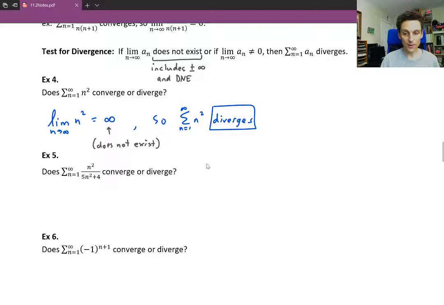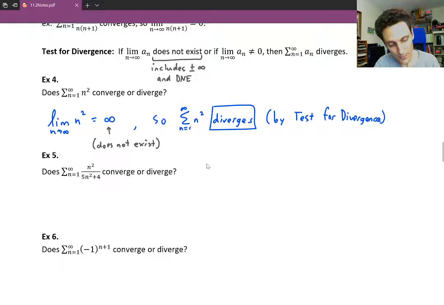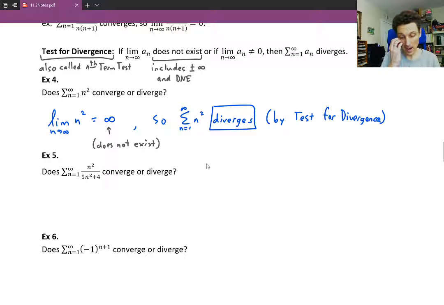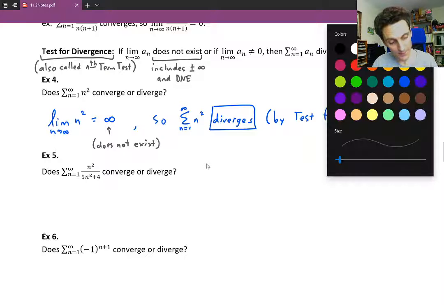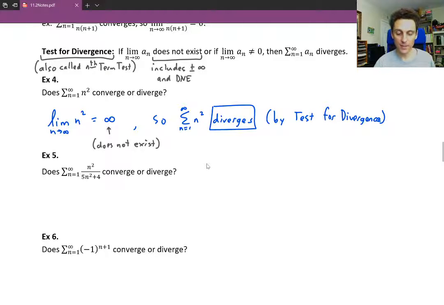And I forgot to mention, this is called the test for divergence. Something else I forgot to mention is that this is also called the nth term test. In case you ever hear it referred to that, you'll know what it is. We'll call it the test for divergence, but you can also call it the nth term test.